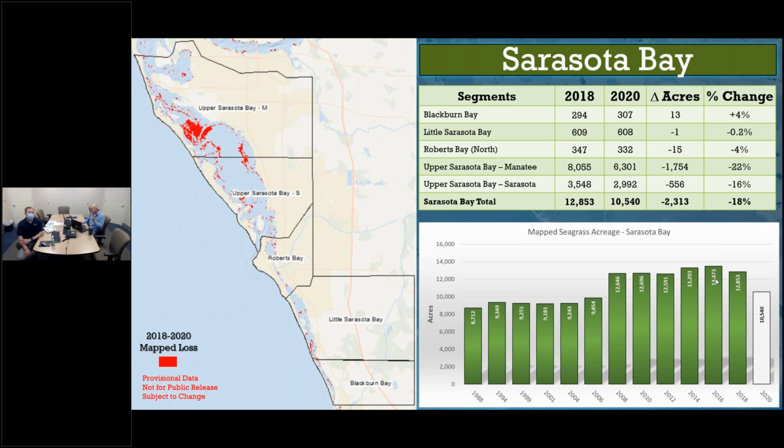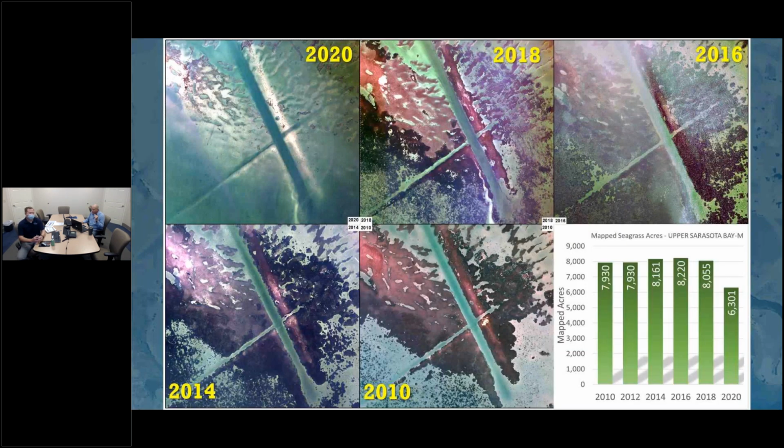So again, pay attention to this trend, and I call it a trend with quotation marks. But you look at 16 to 20, you've got back-to-back losses. Again, something to keep in mind. But again, the good news here, perhaps, is that Blackburn, Little Sarasota, and Roberts Bay may have bottomed out. We're going to take a little bit closer look at that. But before we do that, I wanted to really focus on that upper Sarasota Bay segment.